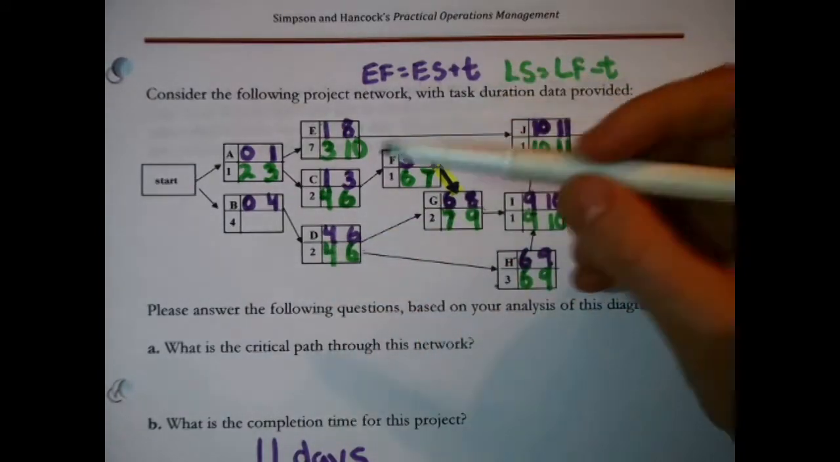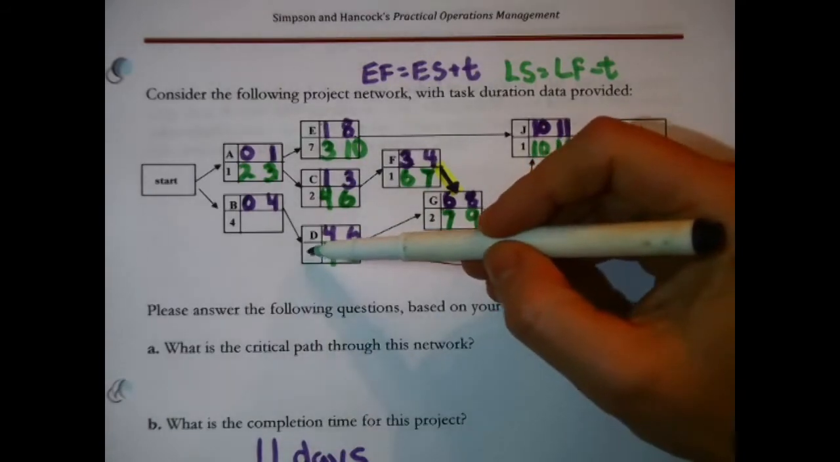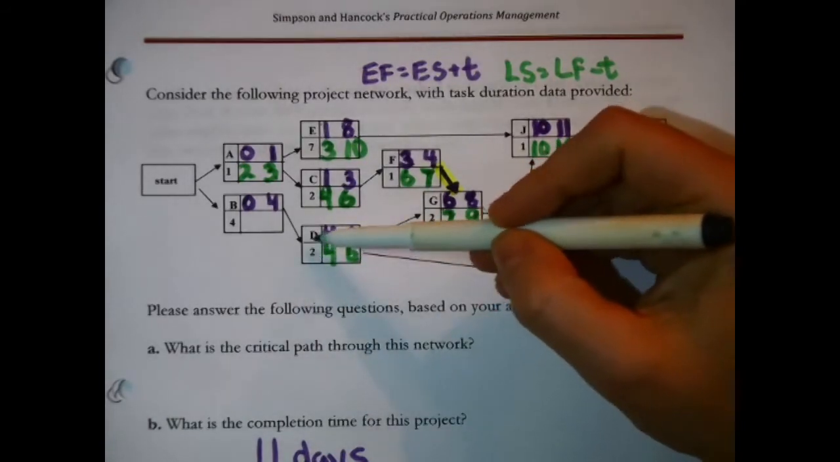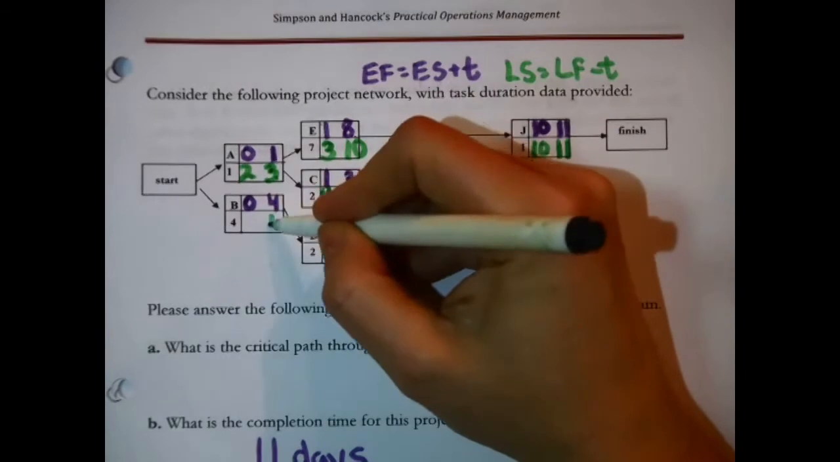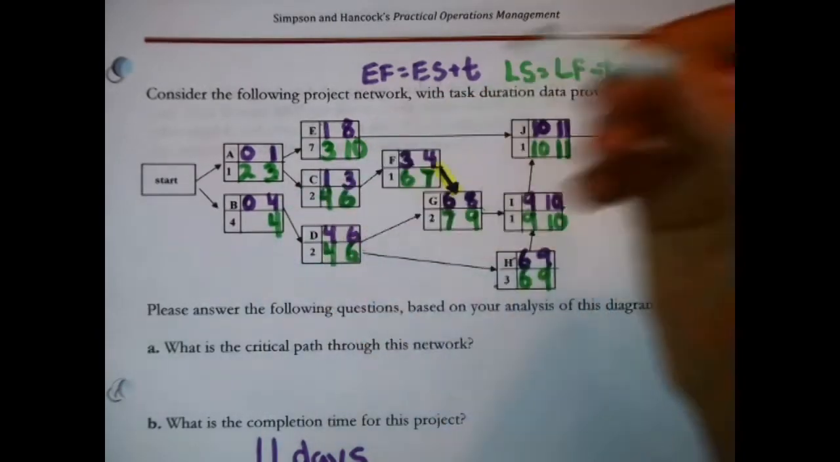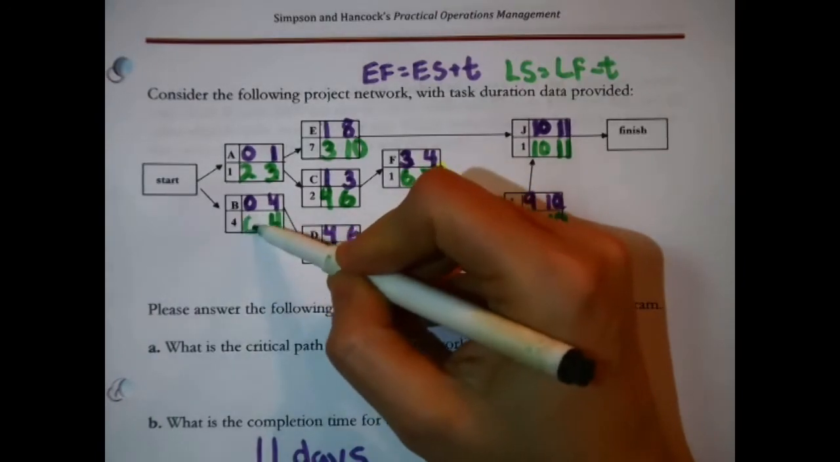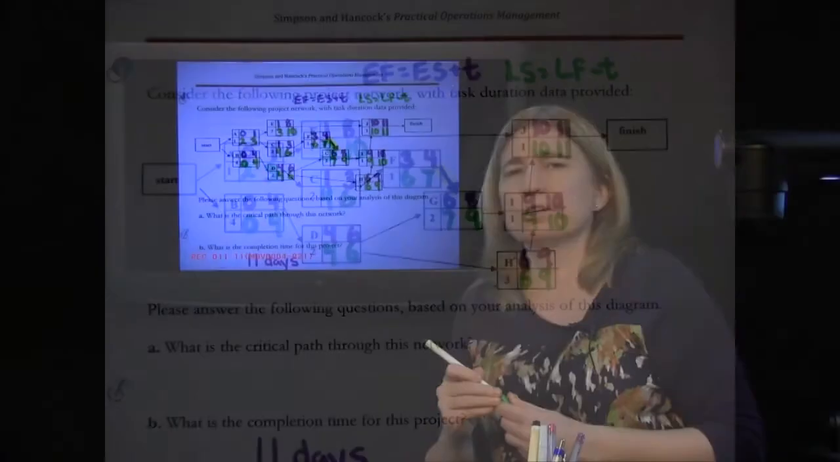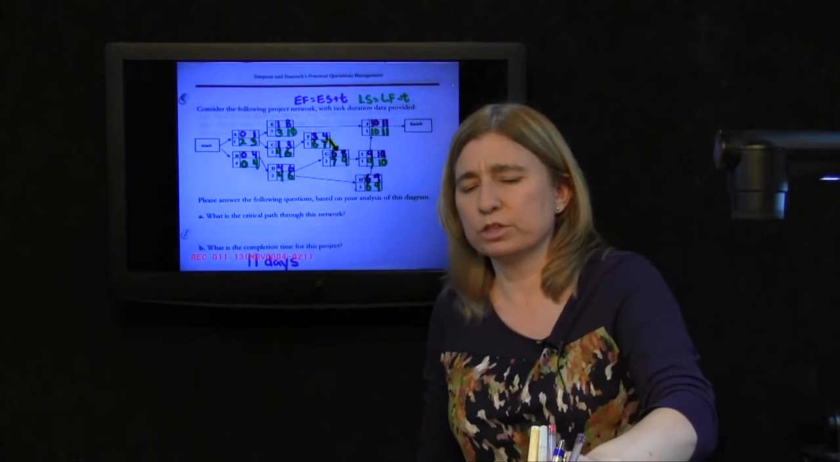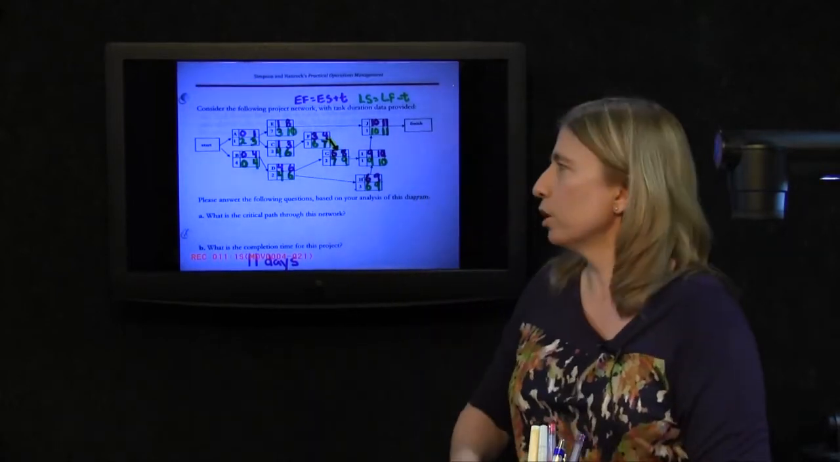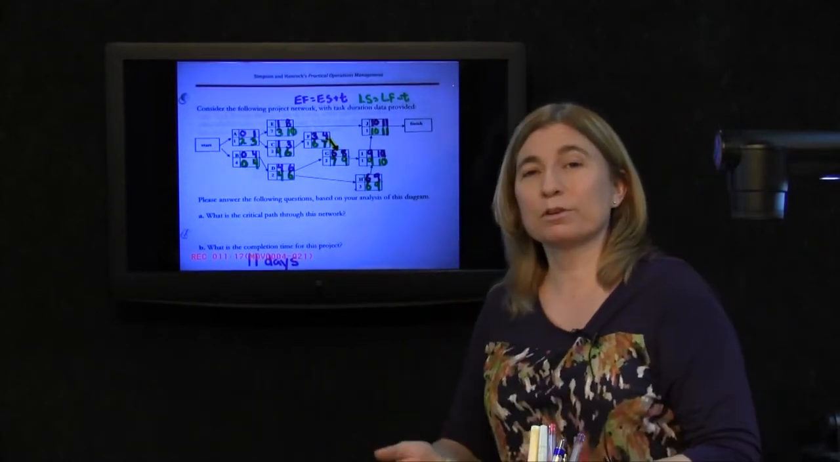And then we can just pass that number back because D is waiting on B to finish. So the latest that B can finish without creating problems is 4 days. And then 4 minus 4 is 0. I'm really glad to see that 0, the late start time of 0 at the starting node, because I'm looking for the critical path.